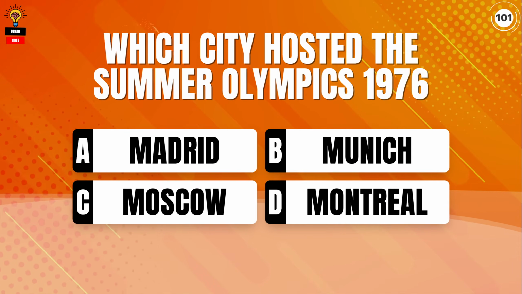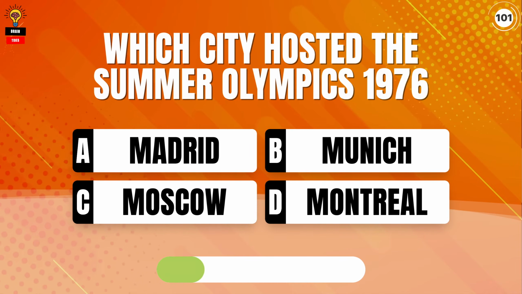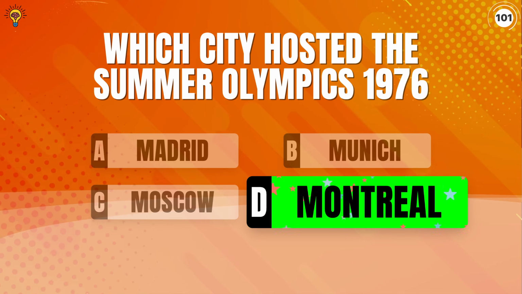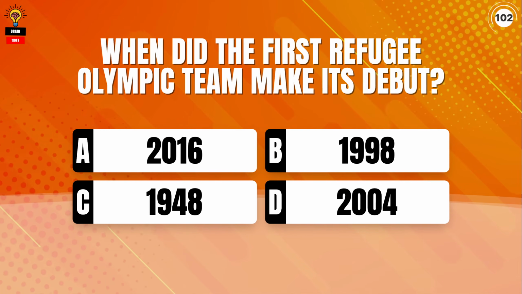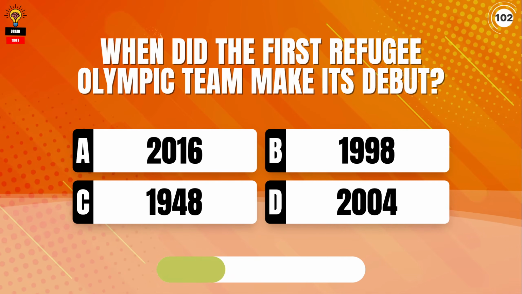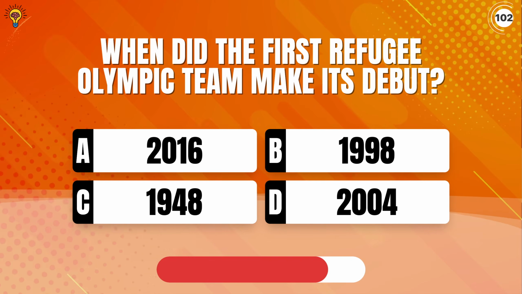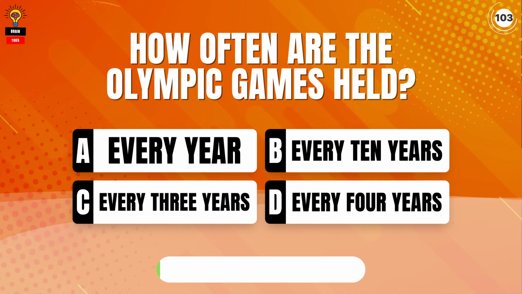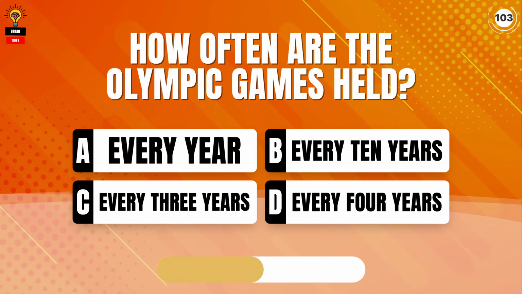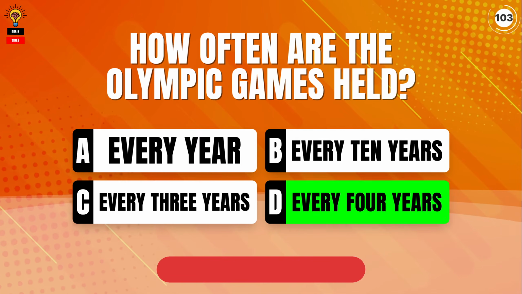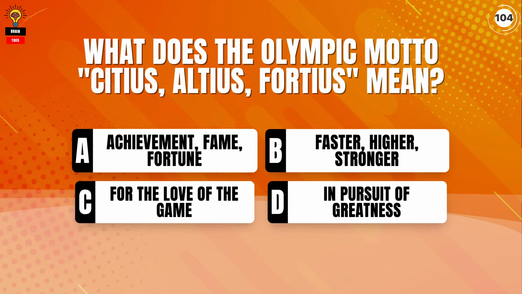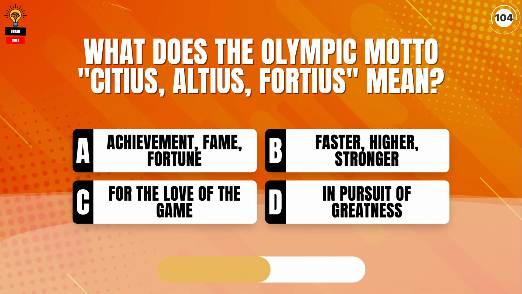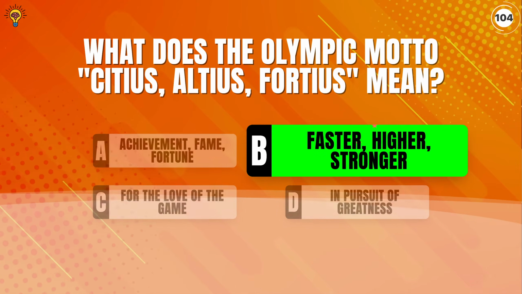Which city hosted the Summer Olympics in 1976? Montreal. When did the first refugee Olympic team make its debut? 2016. How often are the Olympic Games held? Every 4 years. What does the Olympic motto Citius, Altius, Fortius mean? Faster, higher, stronger.